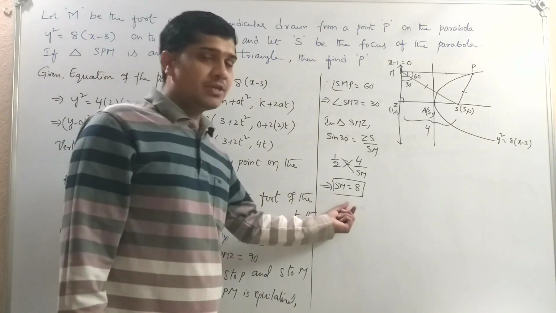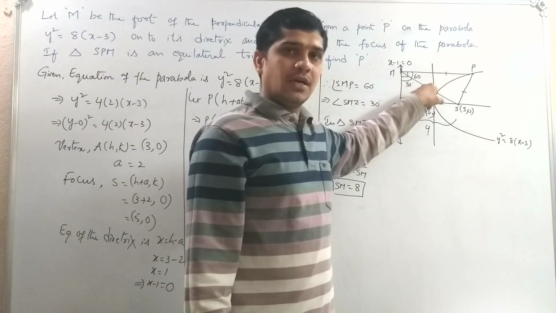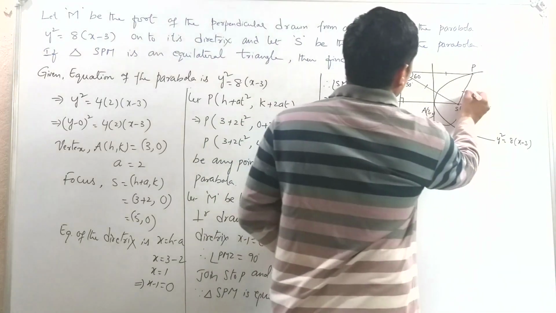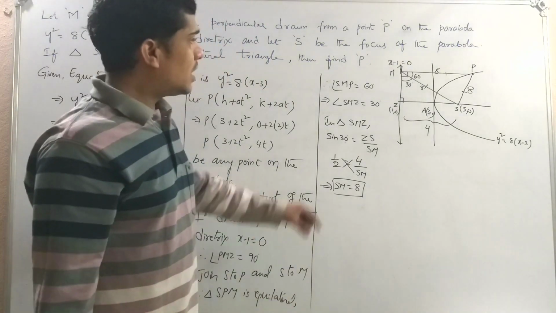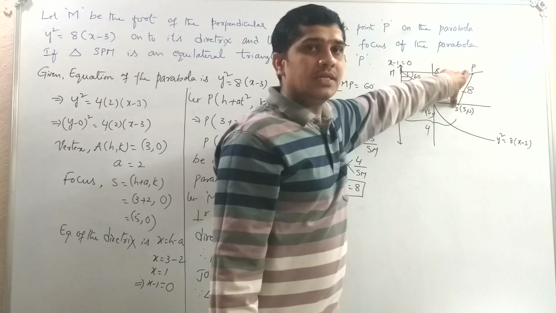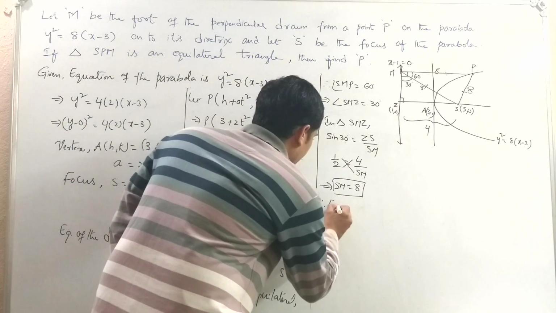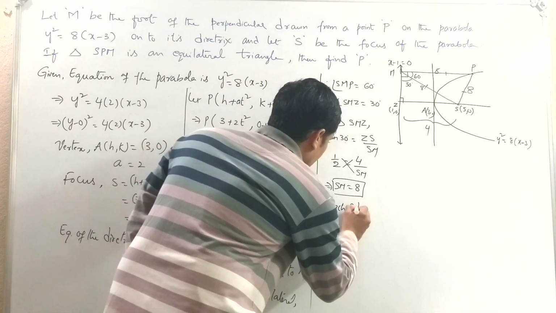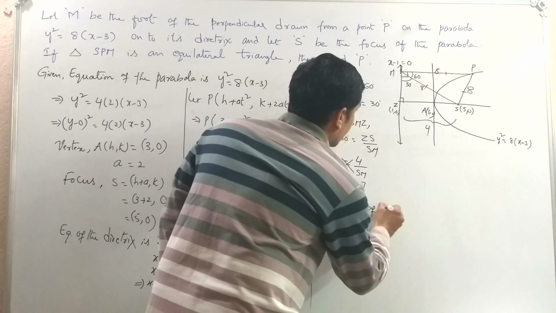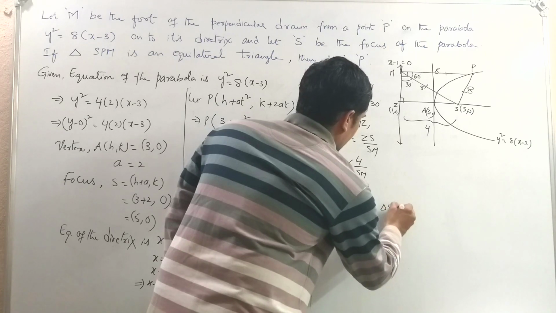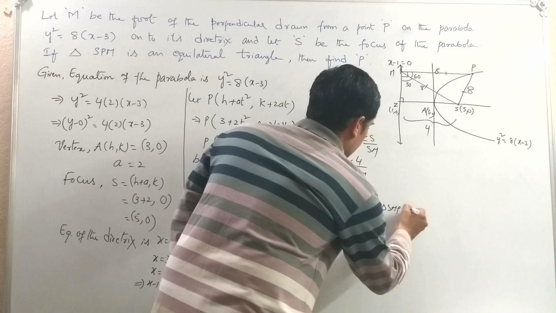So whenever I got SM is equal to 8, this means each side of the equilateral triangle is 8 units. So this is 8, this is also 8, and this is also 8. Now indirectly, what is the distance of SP? It is 8 units. So each side of triangle SMP is equal to 8 units.